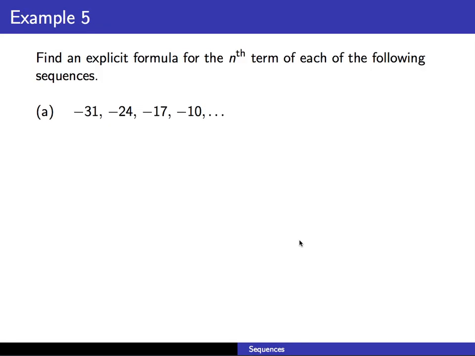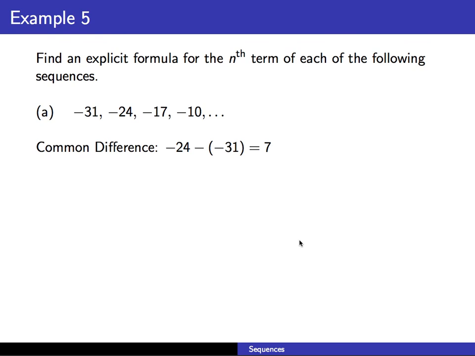All right, example 5, we're going to find an explicit formula for the nth term of the following sequences, which is nice because then you could ask, well, what's the 1000th term of the sequence without actually having to list out all of those terms. Our common difference in this case is 7. We can just do negative 24 minus negative 31 is 7. So that's the slope of our line.